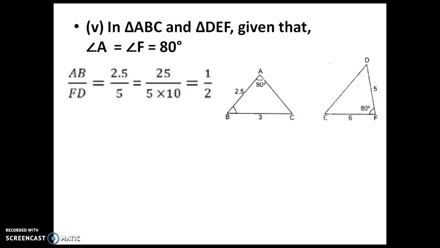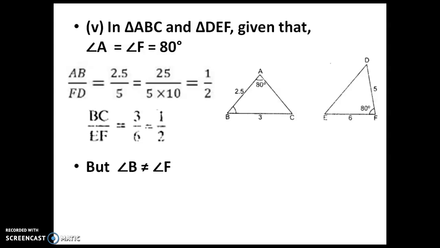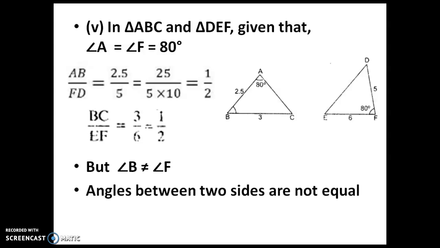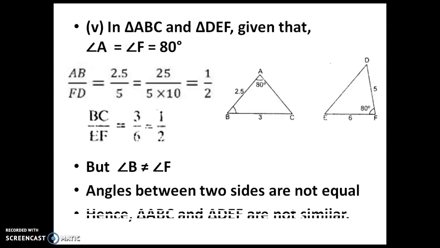AB by FD is equal to 1 by 2, you will get, and BC by EF equal to 1 by 2, you will get, but angles B and F are not equal. That's why the angles between the two sides are not equal. Hence, triangle ABC and triangle DEF are not similar. If this 80 degrees is here, then these two triangles are similar. Sides are proportional, but the angle is not equal, that's why these two triangles are not similar.